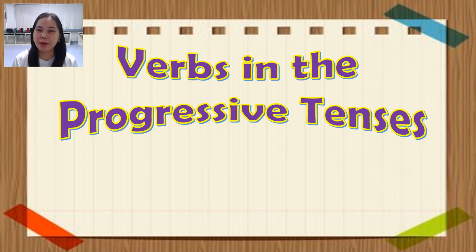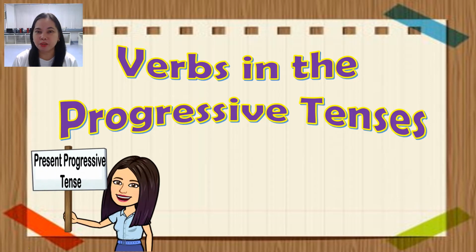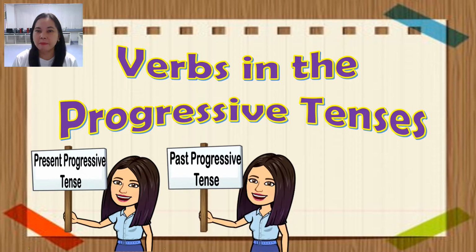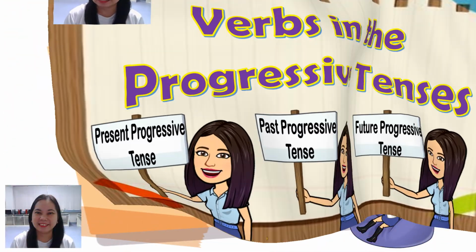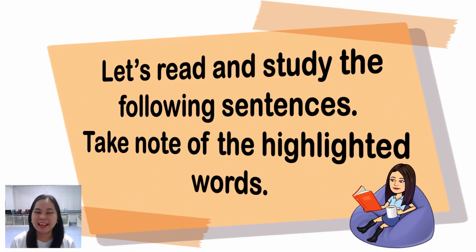Today, we're going to discuss the verbs in the progressive tenses: the present progressive tense, past progressive tense, and the future progressive tense. Let's read and study the following sentences. Take note of the highlighted words.